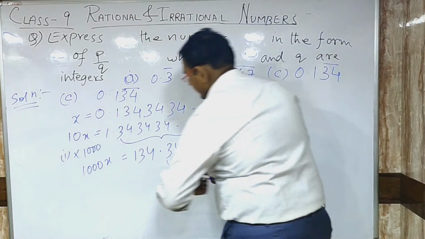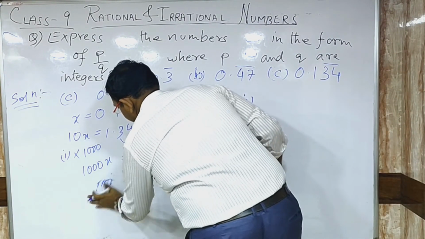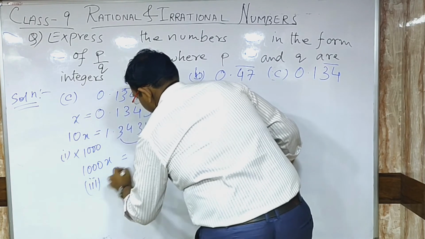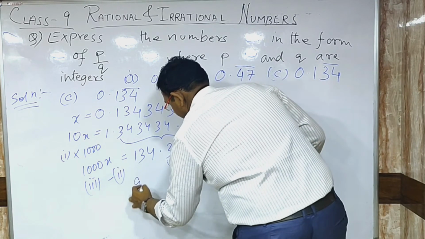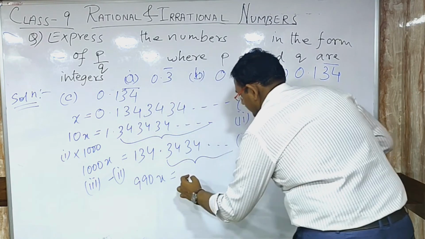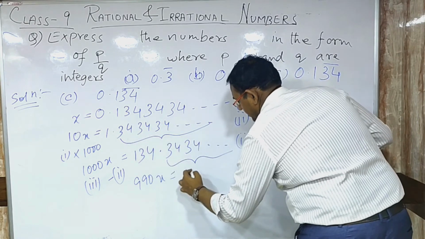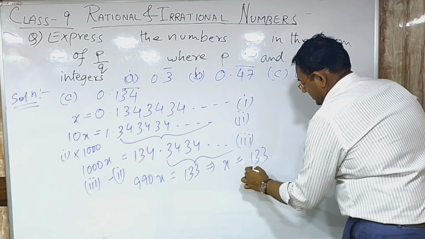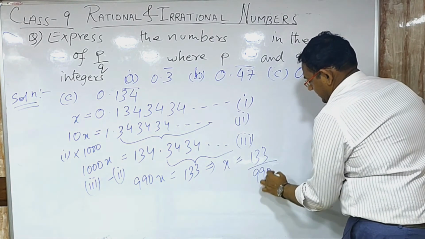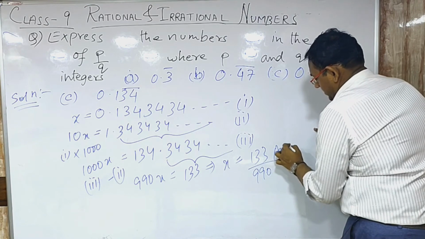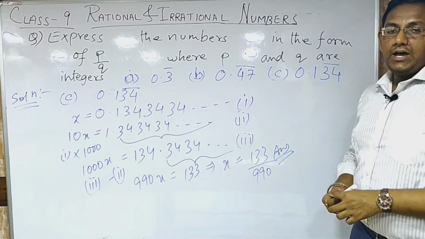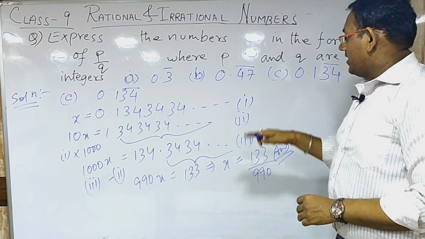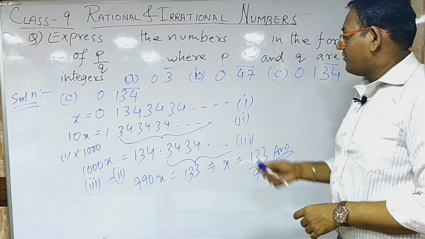Now if we subtract these two, that means 1000x minus 10x, or basically we are writing 3 minus 2. If we subtract this, we are getting 990x is equal to 134 minus 1. So that is 133, which implies x is equal to 133 by 990. This is your answer. I hope you understood how to represent the recurring number in its rational form, that means in the form of p by q.